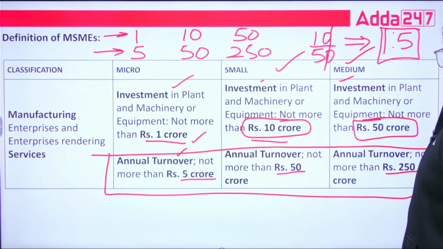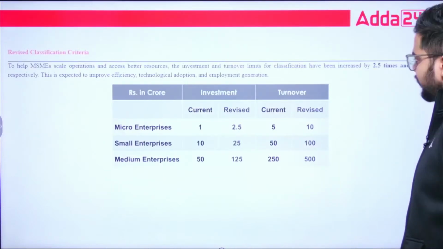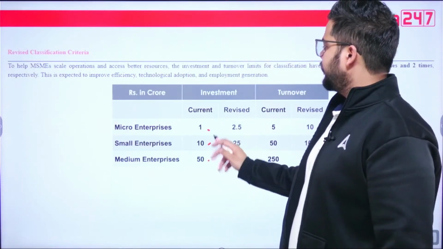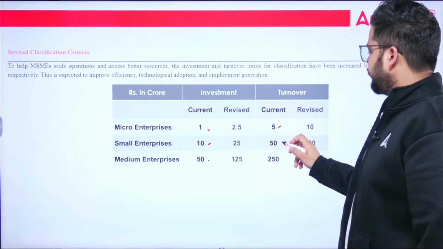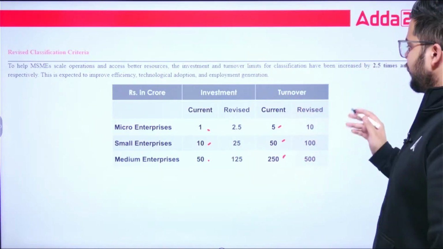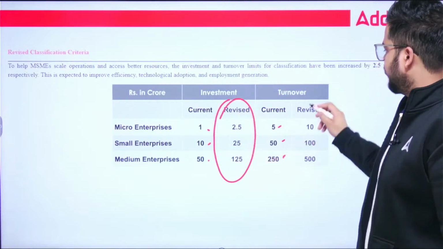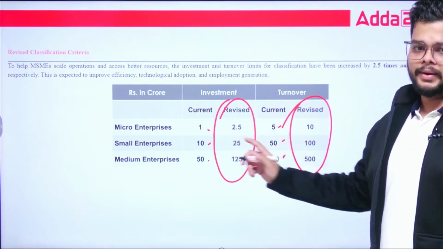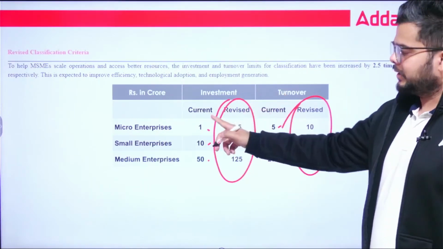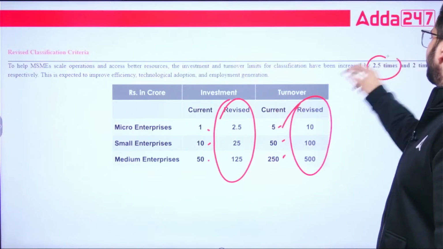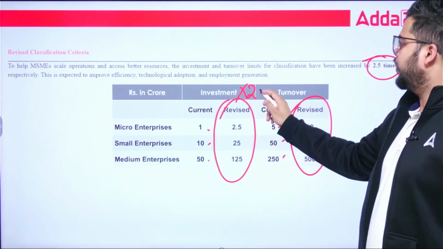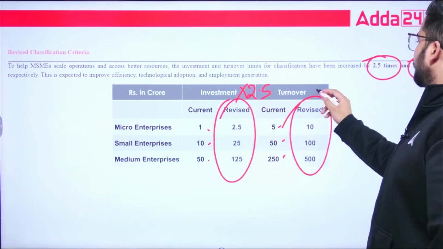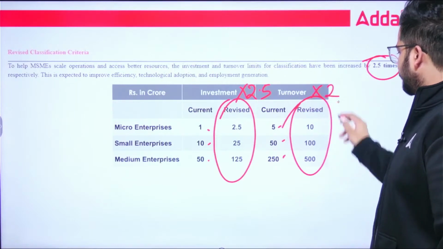Fine. Now let's move on to the latest definition, or the revised limit, you can say. Currently it is 1, 10, and 50 for the investment, 5, 50, and 250 for the turnover. Now the latest is the revised one. And how can we arrive at these limits? Just multiply the current investment by 2.5 and you will get this. Multiply the turnovers by 2 and you will get the revised ones.